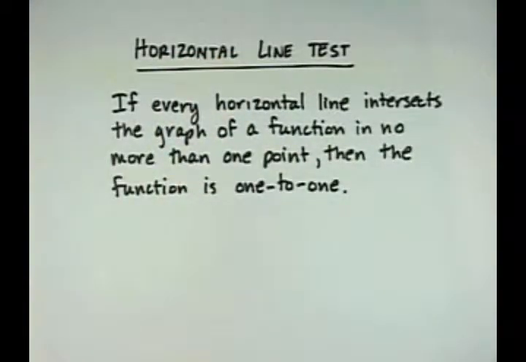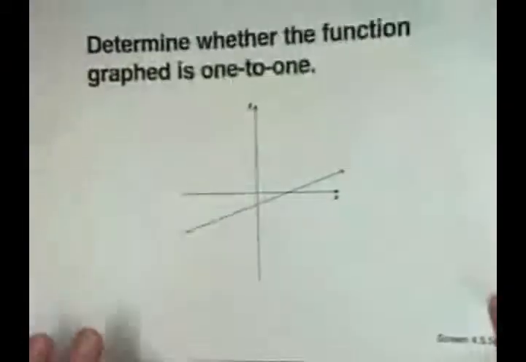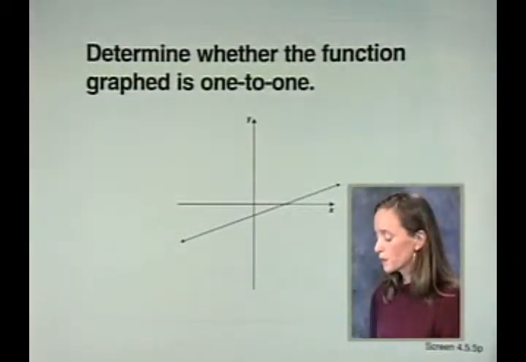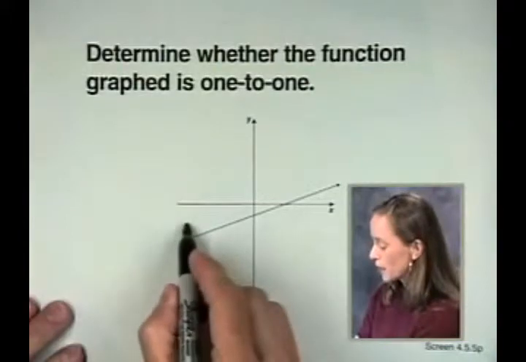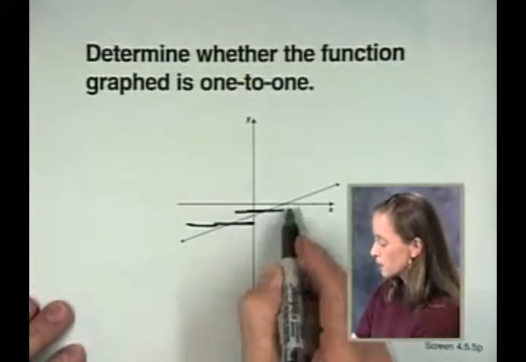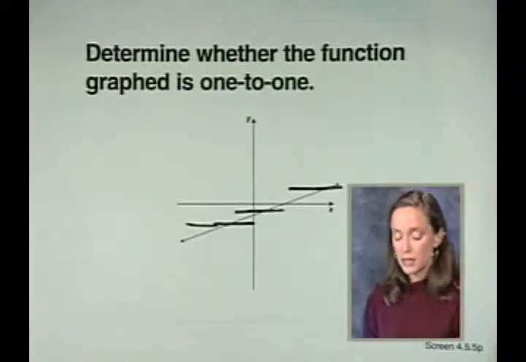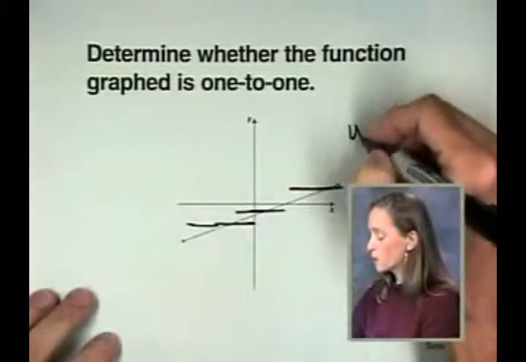There's another test for a one-to-one function if you're given its graph. This is the test. It's called the horizontal line test. If every horizontal line intersects the graph of a function in no more than one point, then the function is one-to-one. Keep in mind horizontal line, and here's an example. What we want to do is determine whether this function is one-to-one. What we need to make sure is that any horizontal line drawn in the coordinate system will intersect that only once. Since that's the case, this is a one-to-one function.